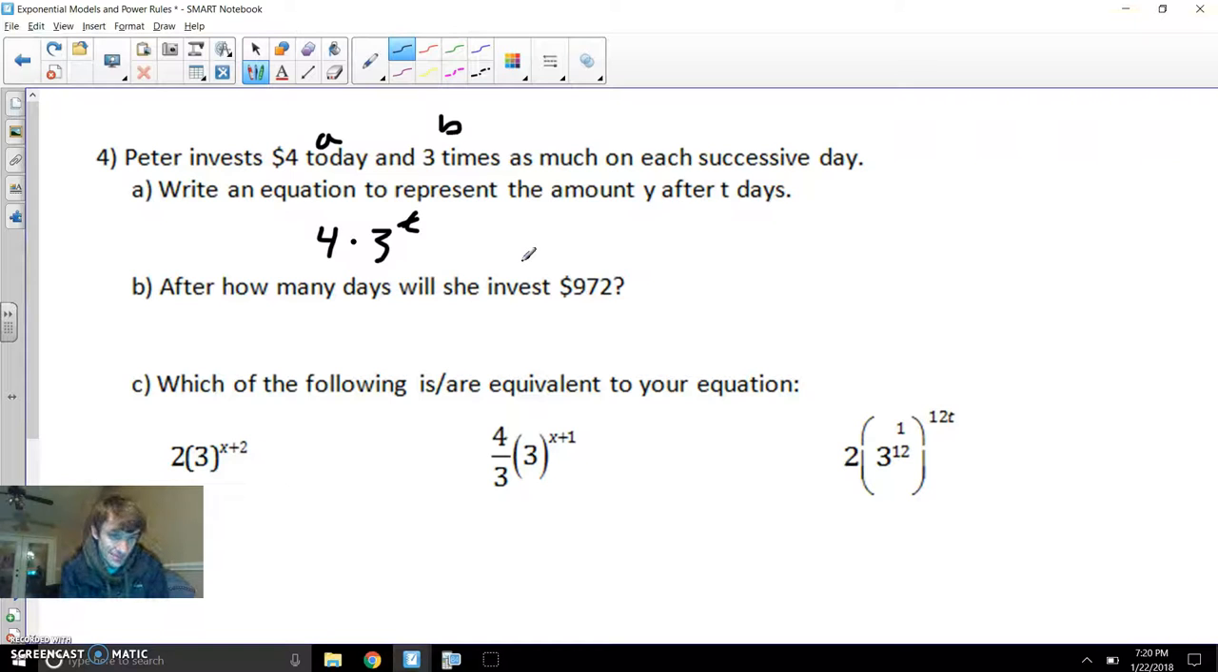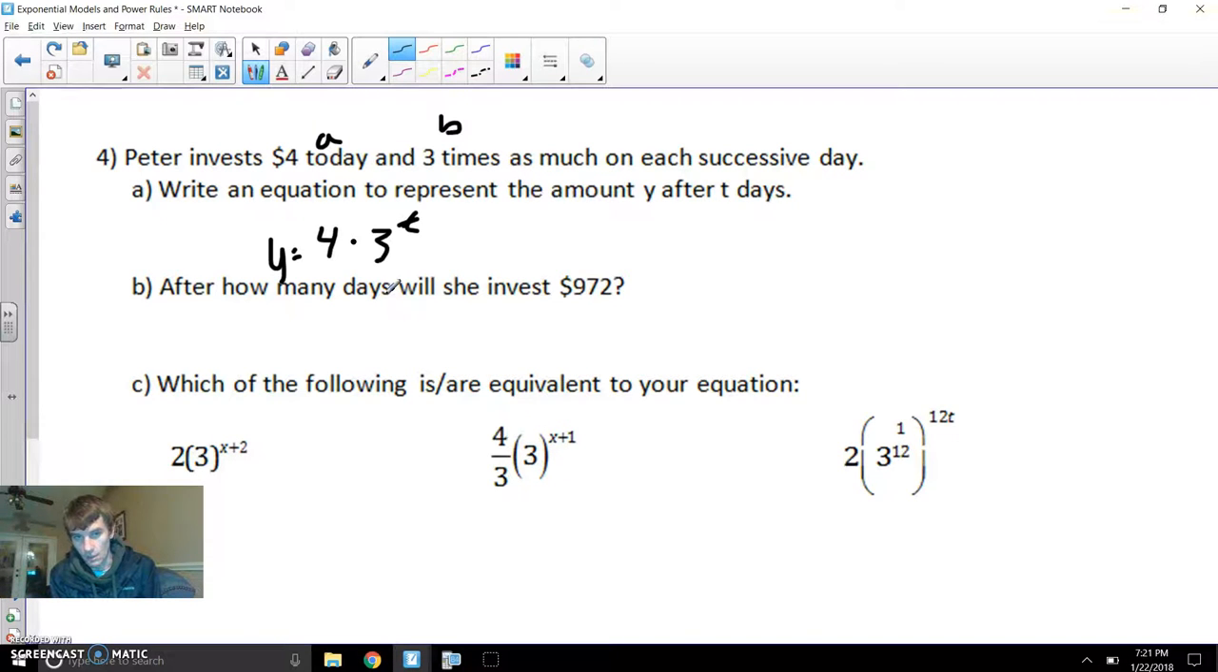And this one really is simple when you approach it with A and B, is A is what you start with and B is the multiplier. So that's kind of our equation. Write an equation to represent Y after T days. So the only thing we'll do to finish it off is do a Y equals there, and then we're done. So after how many days will she invest 972?